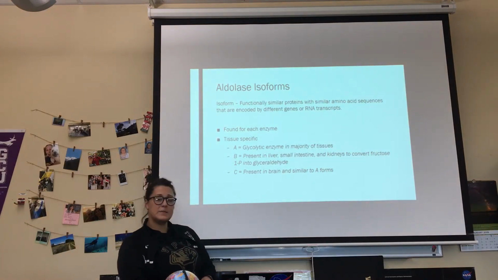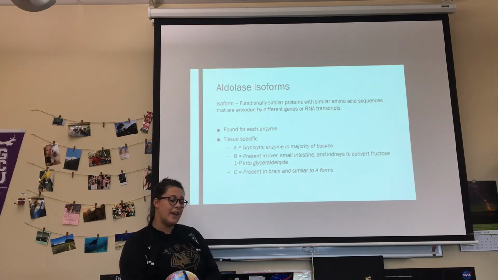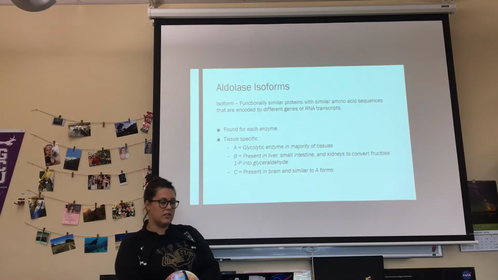There are 3 specific type 1 isoforms we're going to talk about that are found in the human body. The first one is A, and it's a glycolytic enzyme in the majority of tissues. This is what helps us complete glycolysis, as we were mentioning earlier. Then B is present in the liver, small intestine, and kidneys, and it converts fructose 1-phosphate into glyceraldehyde. That one can cause a lot of diseases and problems in the human body if it's not functioning how it should.